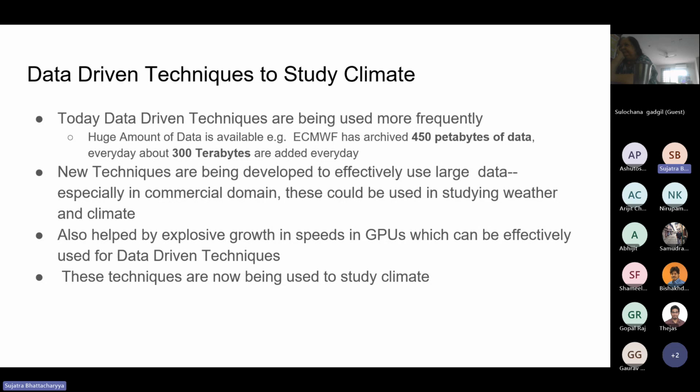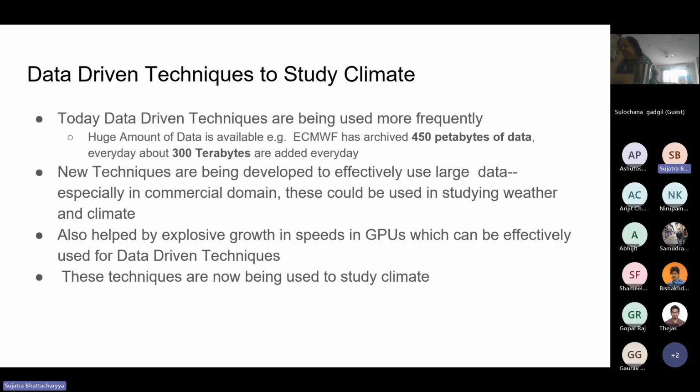So that was a brief overview. Now we'll concentrate on data-driven techniques. The first question we ask ourselves is, why are we looking at data-driven techniques? And I think this itself answers it.